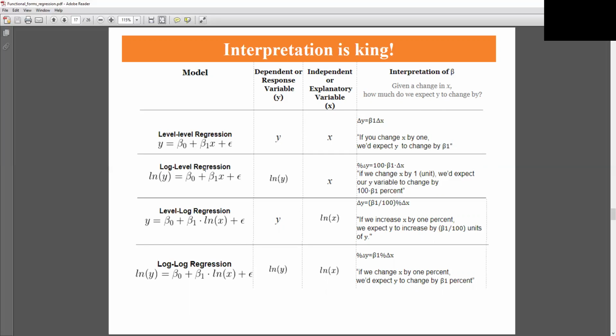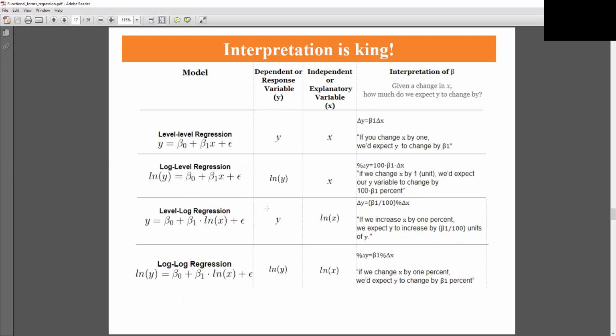Now coming to log level. You're taking log of y, and level means you're keeping x as such. So the dependent variable is log y, and the independent variable is simply x. Here, percentage delta y is equal to 100 into beta 1 delta x. It means if we change x by 1 unit, we expect y to change by 100 times beta 1. If beta 1 is 0.4, then 100 into 0.4. That is the interpretation for log level.